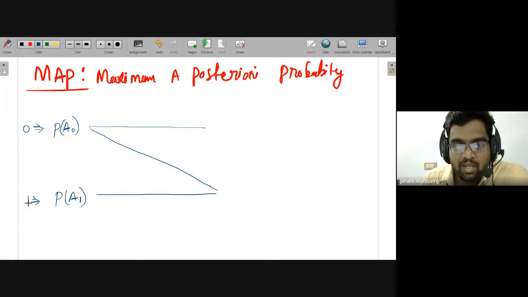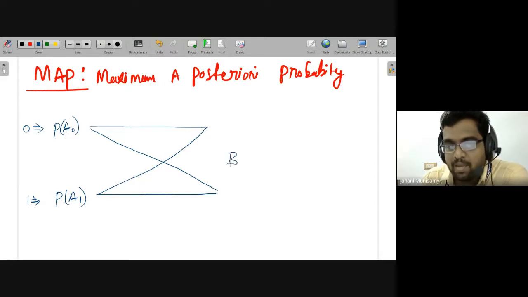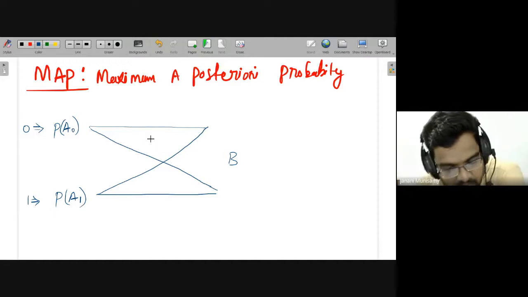Similarly, one symbol may be treated as 0. So in general, I am putting B. I do not know what B is. I have to decide. Either it may be 0 or it may be 1. It all really depends on the probabilities: at what rate the data are generating, and what is the probability of error in the binary symmetric channel.